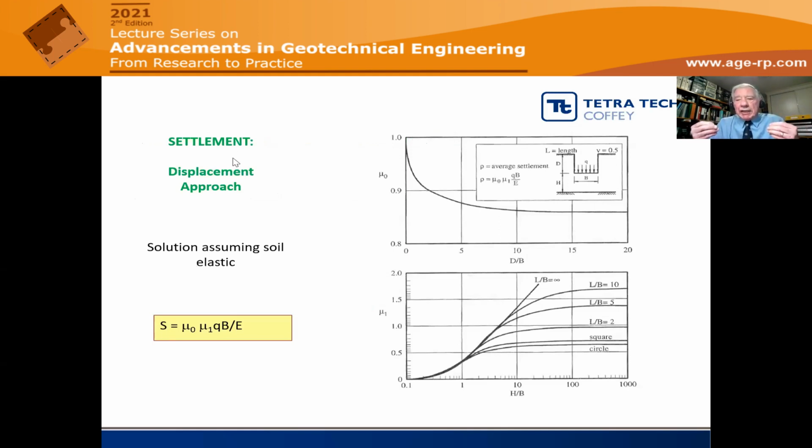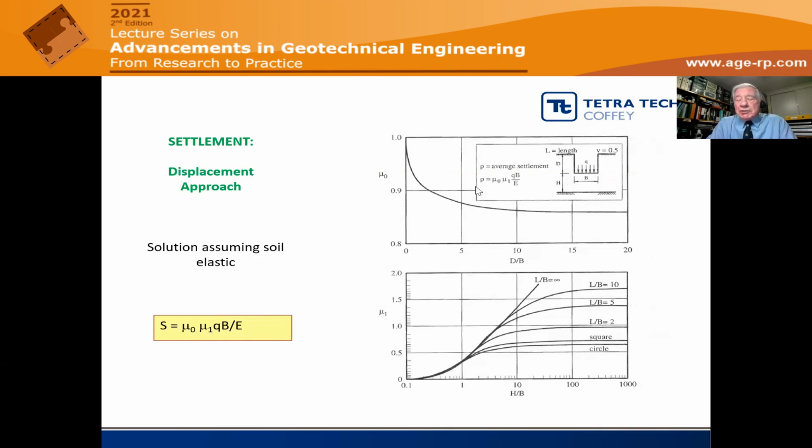and one that you can get a very quick order of magnitude answer. You can use elastic displacement theory, and there's been a number of solutions presented. This is one of them. And this says that the settlement are 2 factors, mu0, mu1, times the pressure on the footing times the width of the footing divided by Young's modulus of the soil.